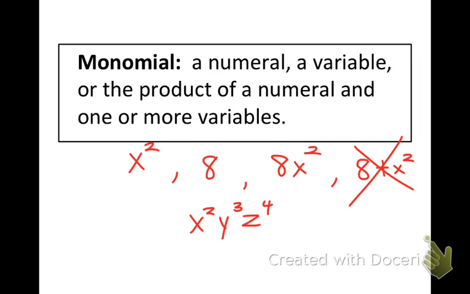As long as there's no addition or subtraction signs breaking them up. Well, multiplication is fine. You also can't have something in the denominator, like 1 over x, that's not a monomial. So it can only have multiplication.